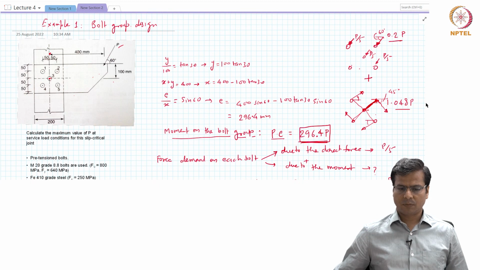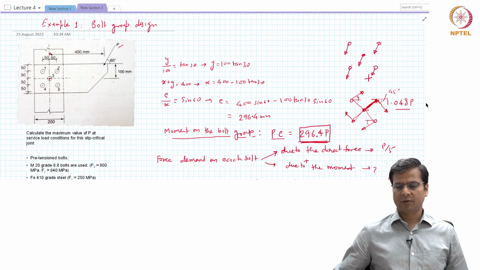So let me remove the values here so that it is easier to see. So these are the forces directly due to the applied load, and these vectors are the forces that are because of the moment. Now, the maximum force would be in the bolt where these two forces are almost aligned or almost parallel or perfectly parallel. So, is there any bolt? Let's look at bolt 3. In bolt 3, the force is only 0.2 P. So, it does not qualify. There is no effect of moment.